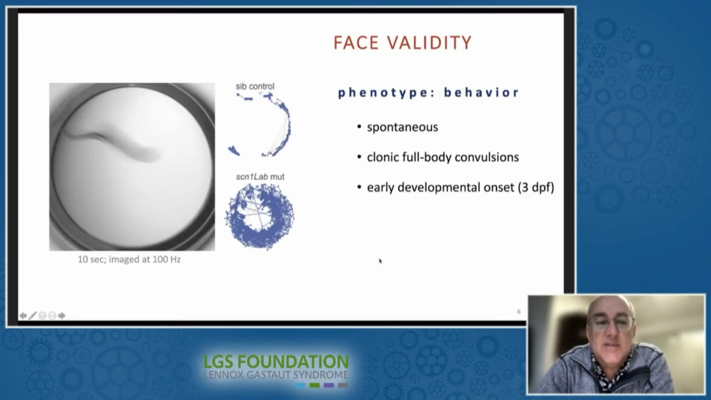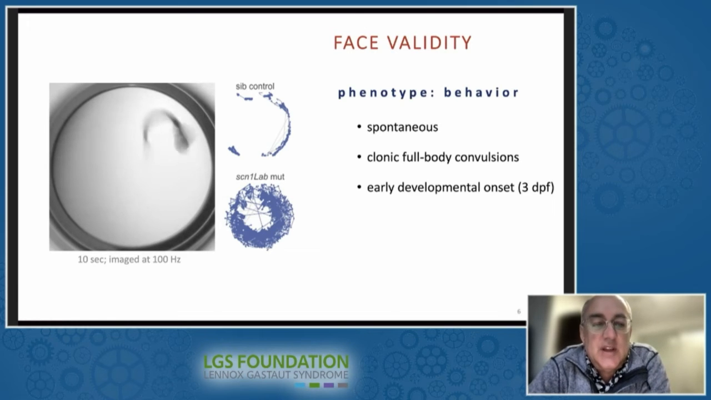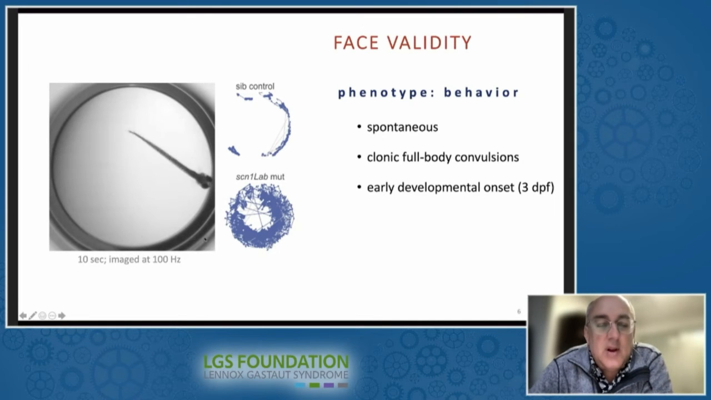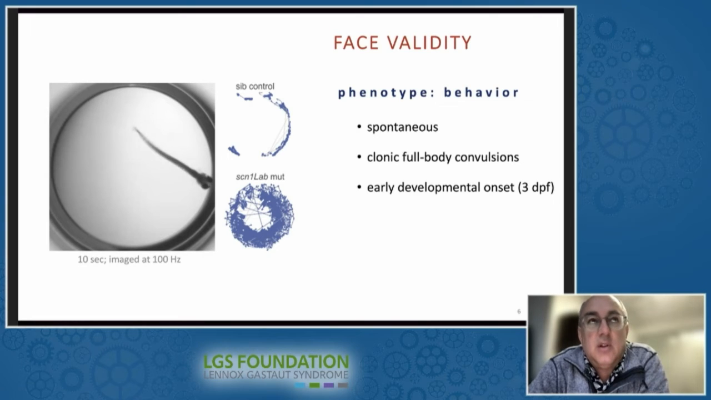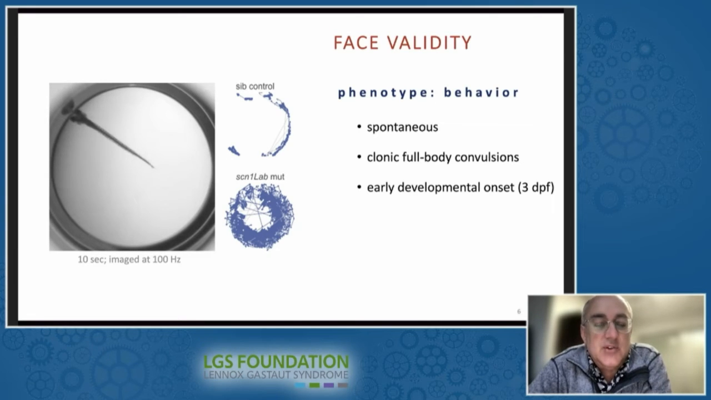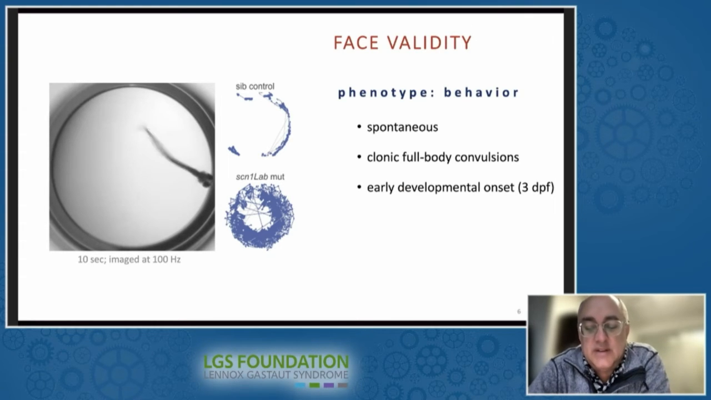The second part was face validity. These zebrafish that have this mutation actually have spontaneous, unprovoked seizures. These can be monitored using simple behavioral measures where you're just videotaping the movement of the zebrafish larvae, as you see here on the left. They occur very early in development, so they have an early developmental onset, around 3 days post-fertilization. And you can quantify this by tracking this behavior in a well over time. And as you can see here from these two traces, a mutant fish that has this loss of function sodium channel has a lot of these seizure events within this well that can be tracked and measured. And the control doesn't have these events.